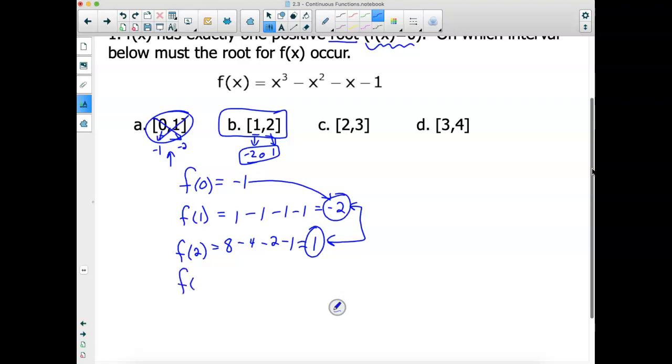And if I continued, f of 3, what is that? That's 27 minus 9 minus 3 minus 1, which is going to give me 14. I would be done on this question, but f of 2 is 1, f of 3 is 14. Does the number 0 exist between 1 and 14? No. Okay, it's not going to go between here either. It's only going to go between one of them, and that's how you would be using that.